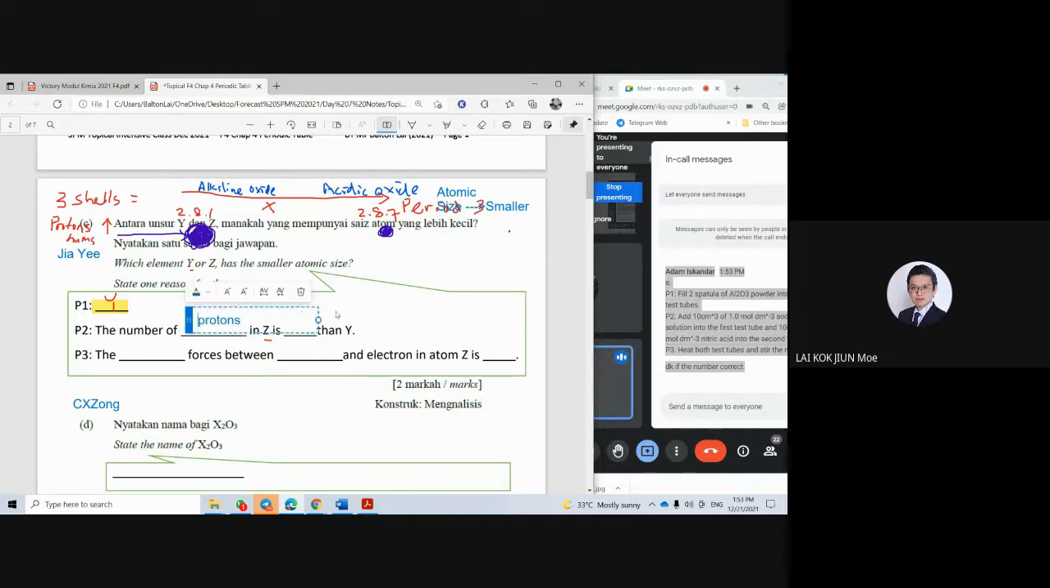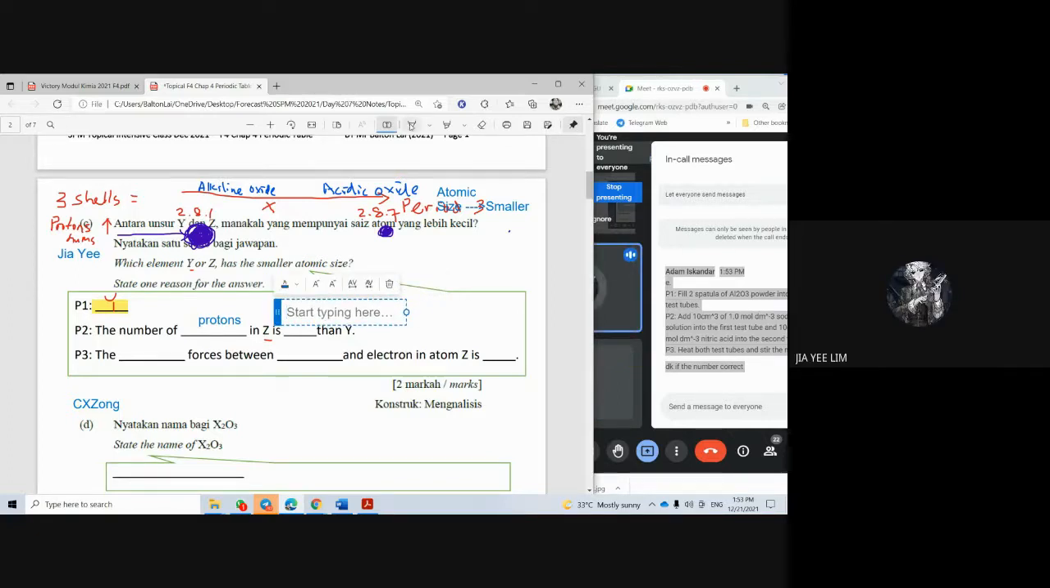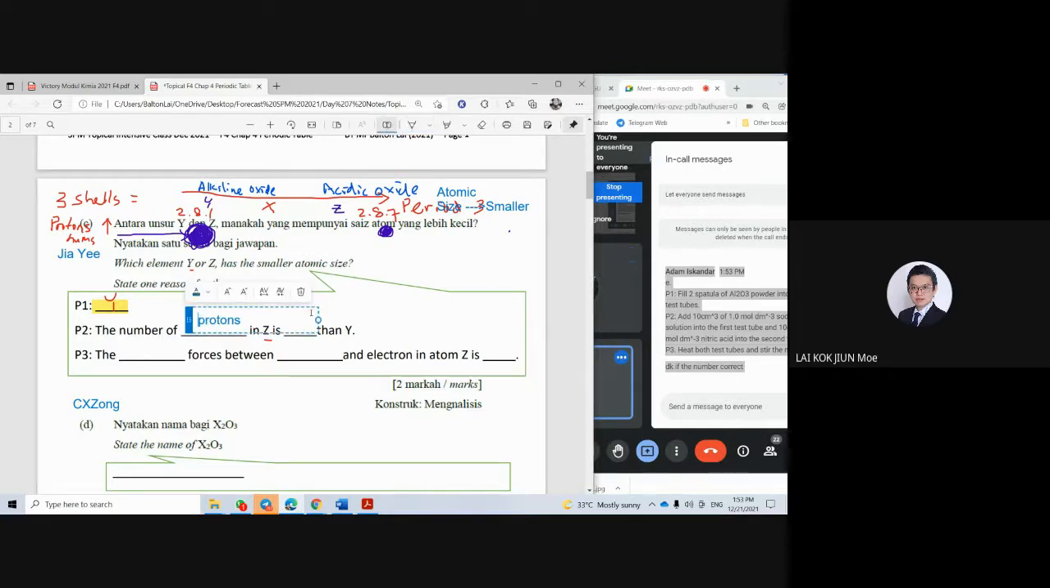In Z is what? In Z is more. Yes, this one is your Y, this one is your Z. So in Z is more than the Y. Okay, so what force? The force between who and who in Z is what? The force will cause the size to become smaller.